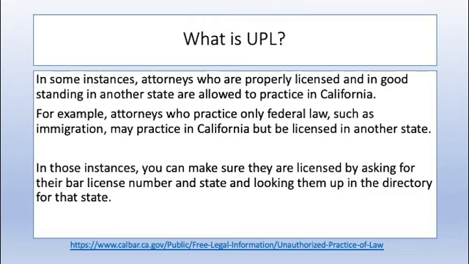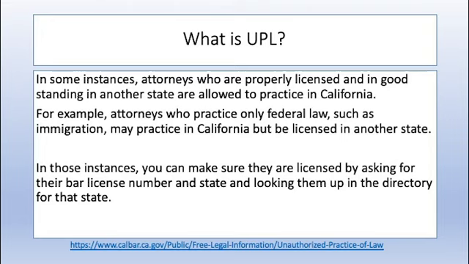In some instances, attorneys who are properly licensed and in good standing in a state are allowed to practice in a place like California. So attorneys that practice only federal law, such as immigration, may practice in California while licensed in another state. And in those instances, you make sure that they're licensed by looking up their state bar number in the directory for their state.